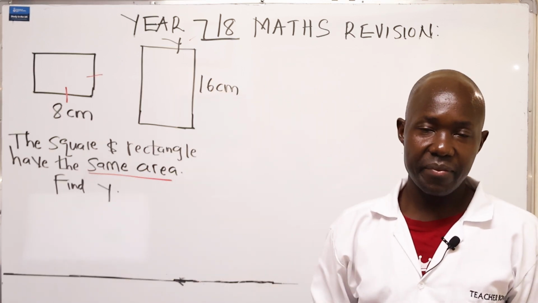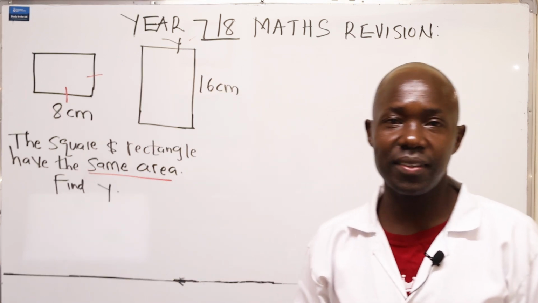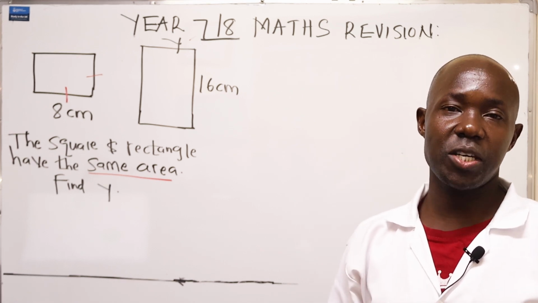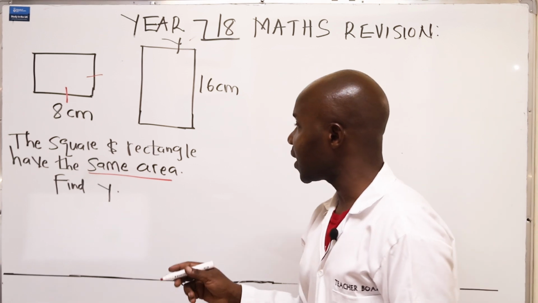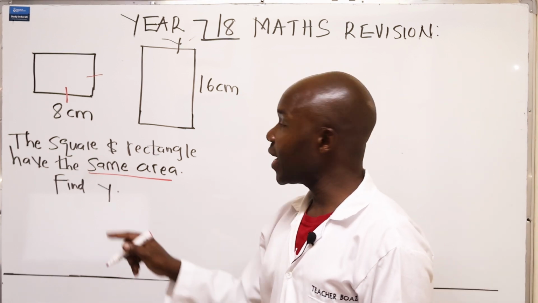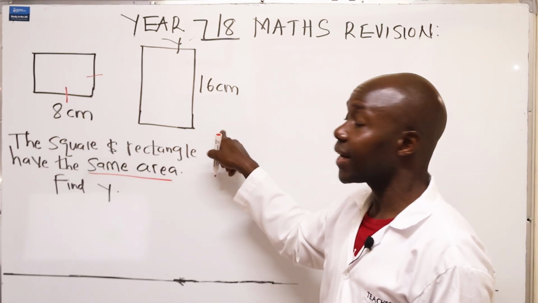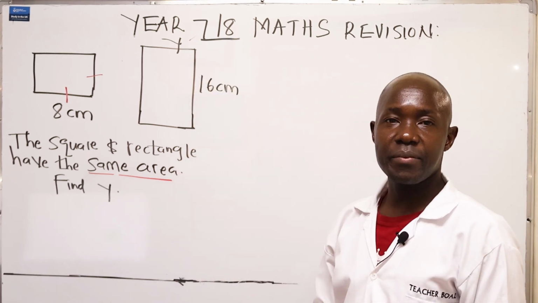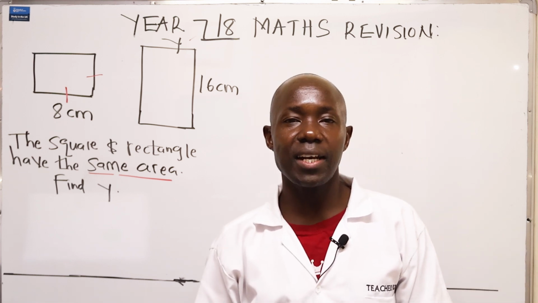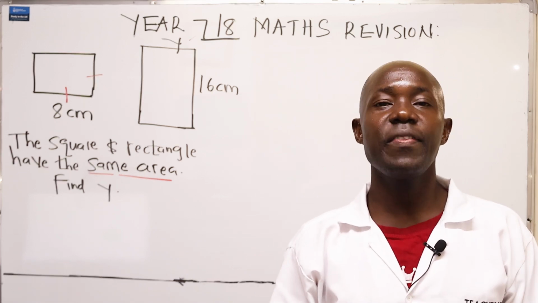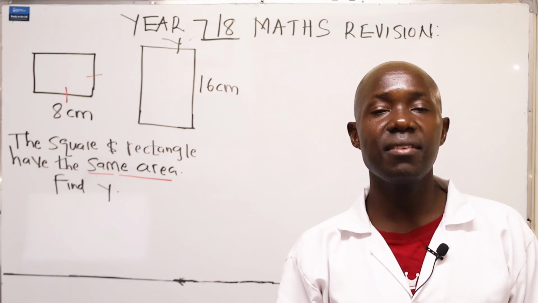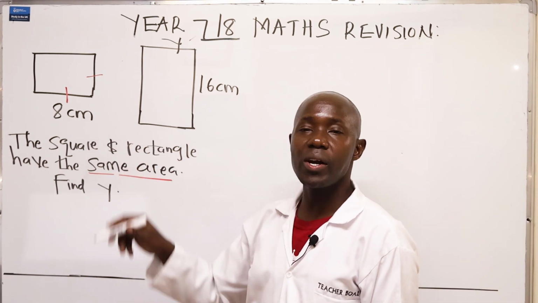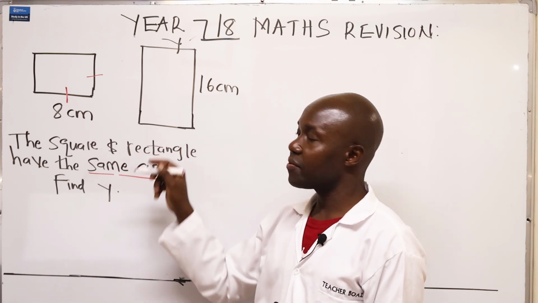Find y. So as a student who wants to pursue mathematics, the first thing to do is to analyze the situation. You have to read the question and understand what they're talking about. They talk about a square and a rectangle, but they have the same area. So you are supposed to find y. Now number one, you must at least familiarize yourself with the properties of a particular shape. We know very well that they are all quadrilaterals because they have four sides.